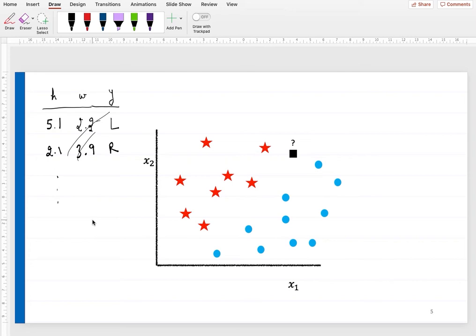Okay, one very nice approach has come up. You can find the center of this cluster, somewhere here. Find the center of this cluster somewhere here, and then you see the distance from the center. Whichever is closer, you say it is that class.